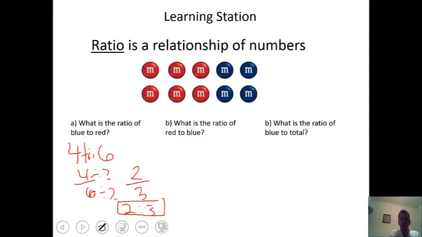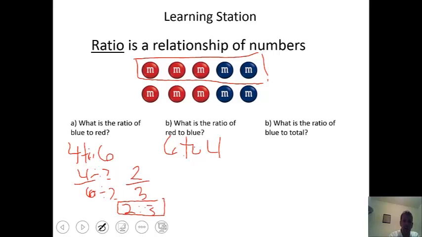What that means is I have 2 blues. For every 2 blues, I have 3 reds. It's a relationship. So no matter how big I get, I can always use that ratio. What is the ratio of red to blue? Well, it's the same thing. It's 6 to 4. And I can write that as a fraction. And I can still simplify it. And it's 3 to 2.